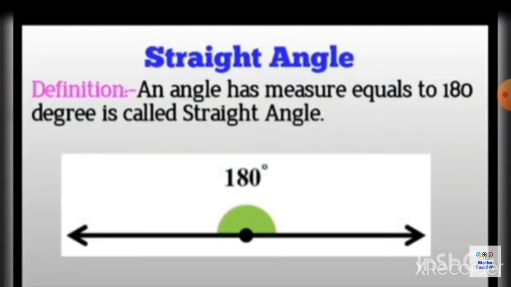Now straight angle. Definition: an angle whose measure equals 180 degrees is called a straight angle. It is straight like a straight line, a vertical or horizontal line, 180 degrees. An angle whose measure equals 180 degrees is called a straight angle. You can learn it very properly. They make an angle of 180 degrees.